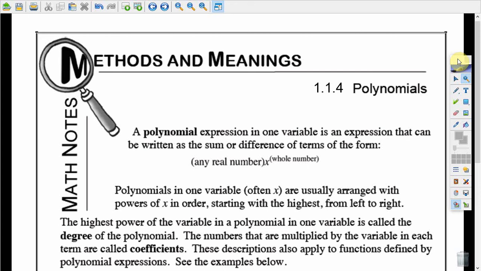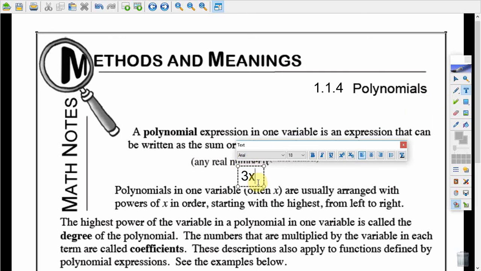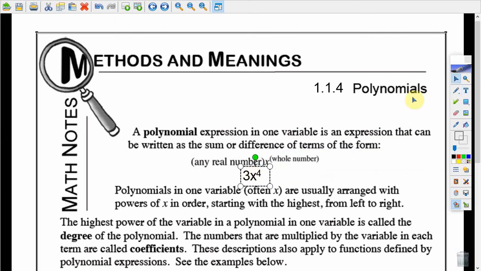Today we're going to be talking about polynomials, and this is section 1.1.4. So what is a polynomial? That's the first thing we're answering. A polynomial expression in one variable is an expression that can be written as the sum or difference of terms in the form of any real number times x, or another variable, raised to a whole number. A quick example of that is any real number like 3x raised to the fourth power. That would fill in that same pattern there. So that would be a polynomial of fourth degree.